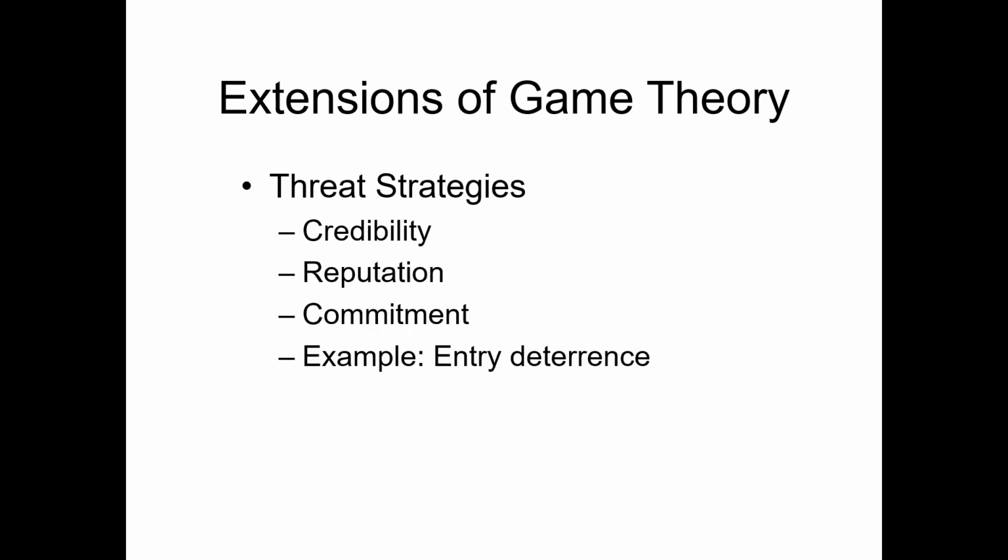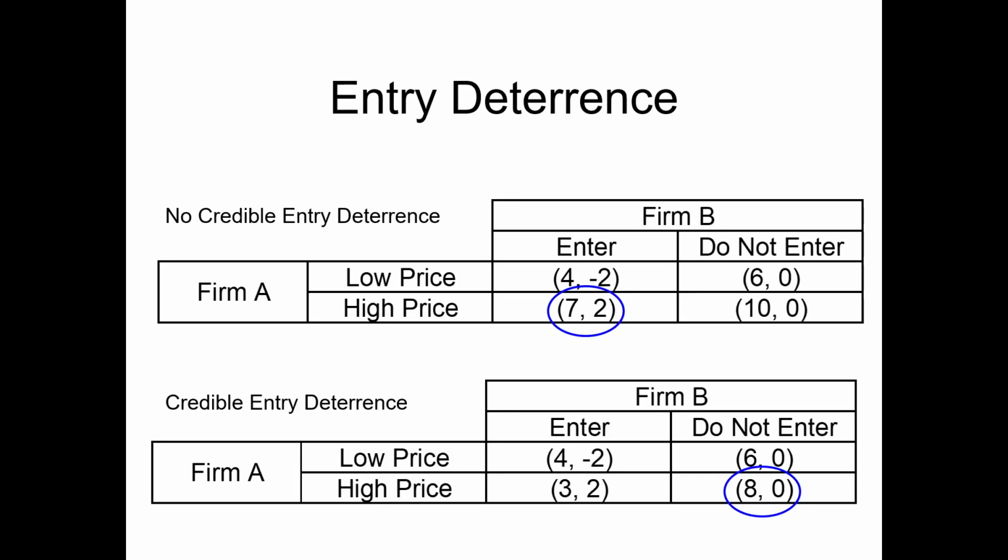We have one more strategy, which is called threat strategies: credibility, reputation, commitment. We can give an example like entry deterrence. These are some of the examples of threat strategies. Entry deterrence is where you are not allowing the other party to enter. That's the first thing. So no credible entry deterrence is given over here, with firm A and firm B.